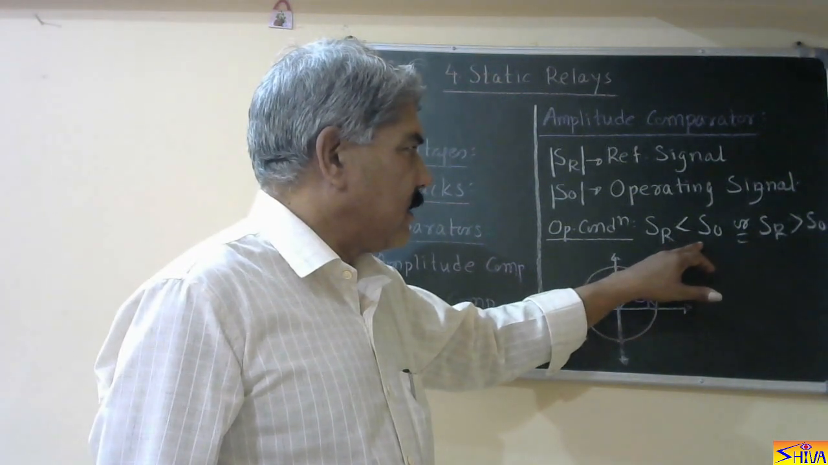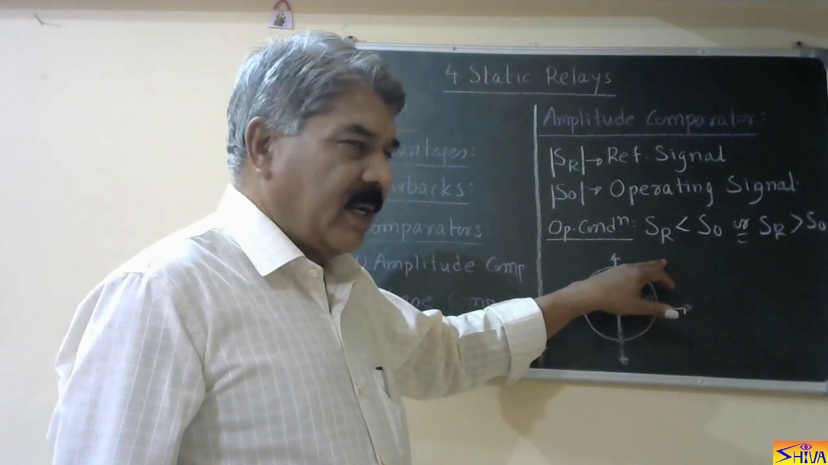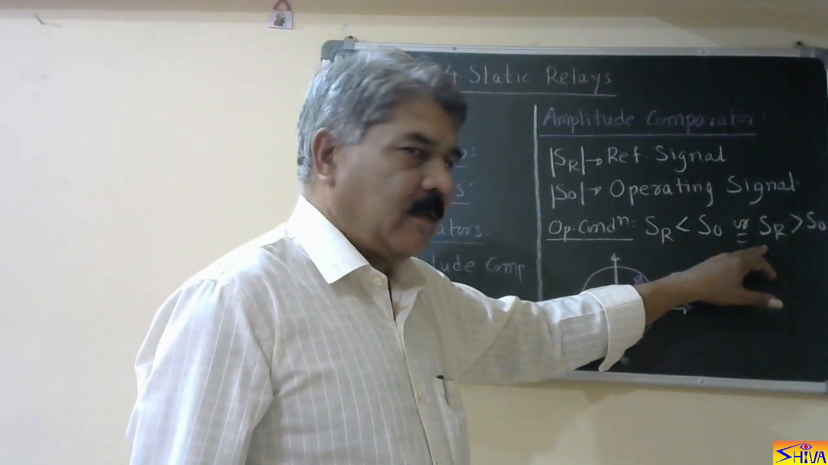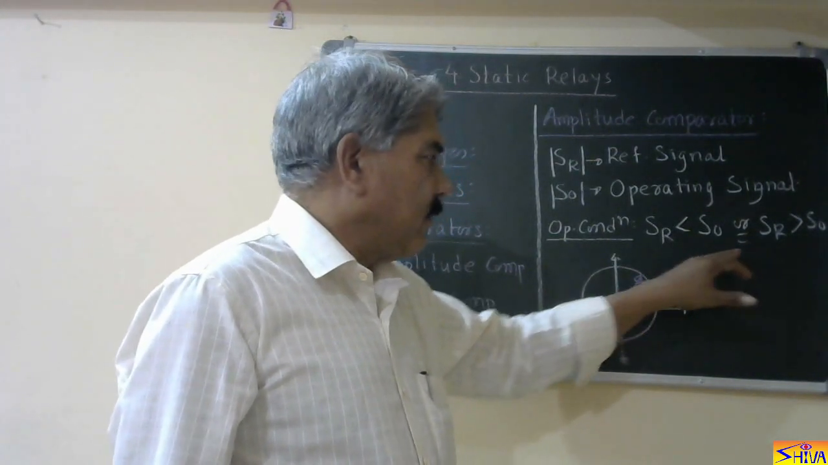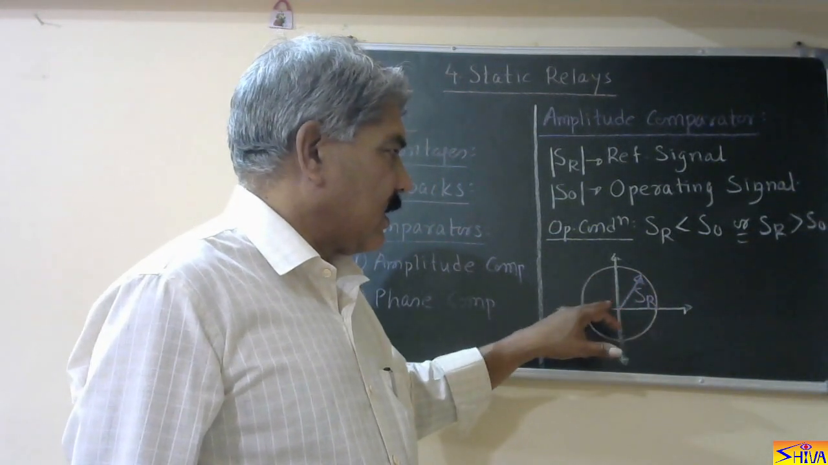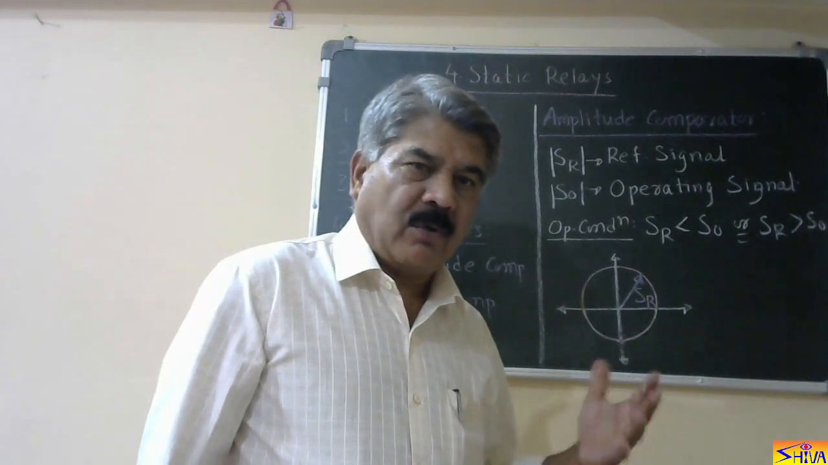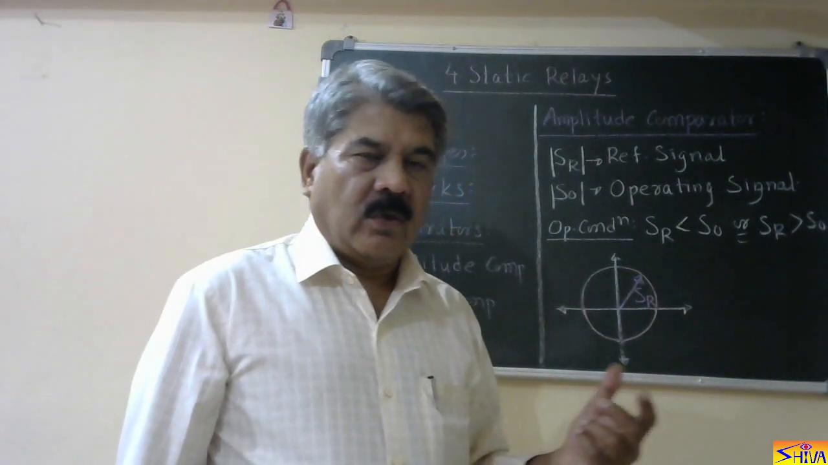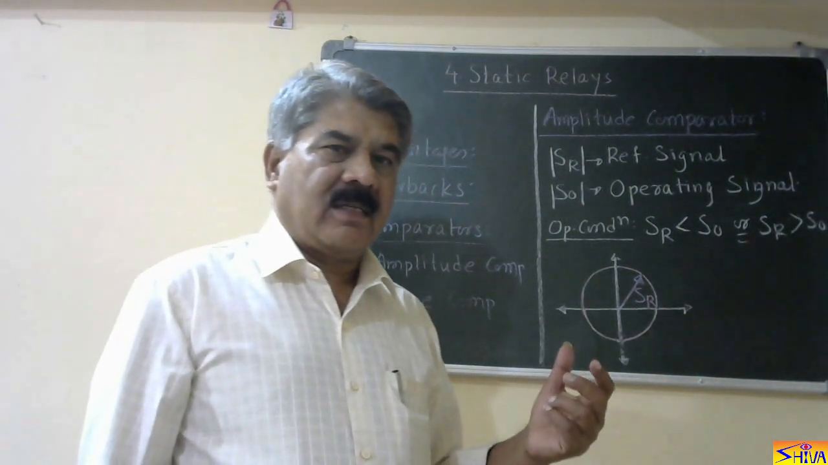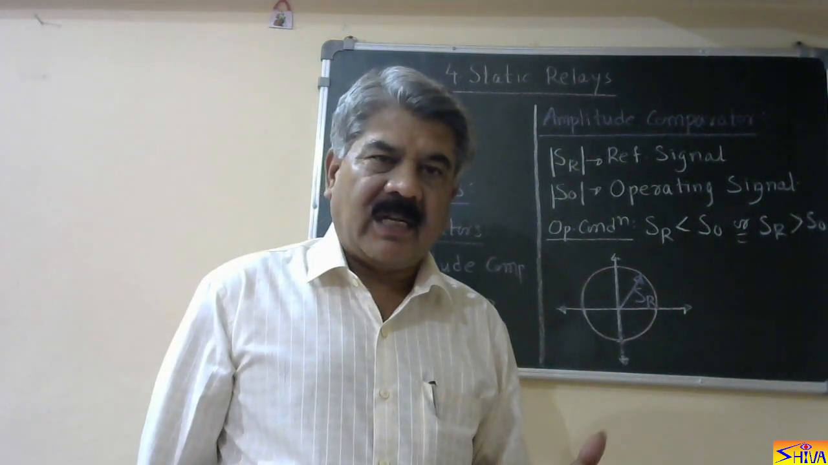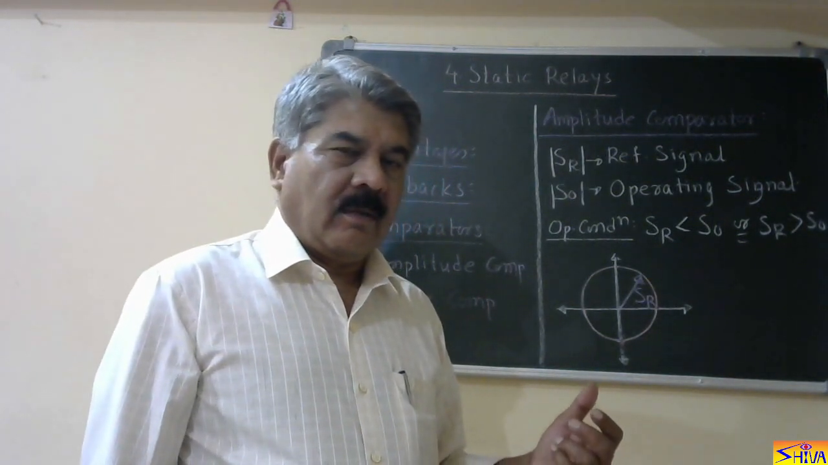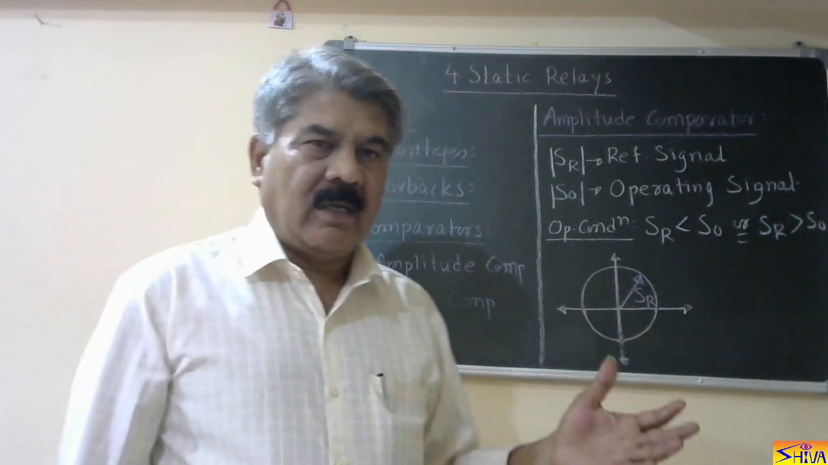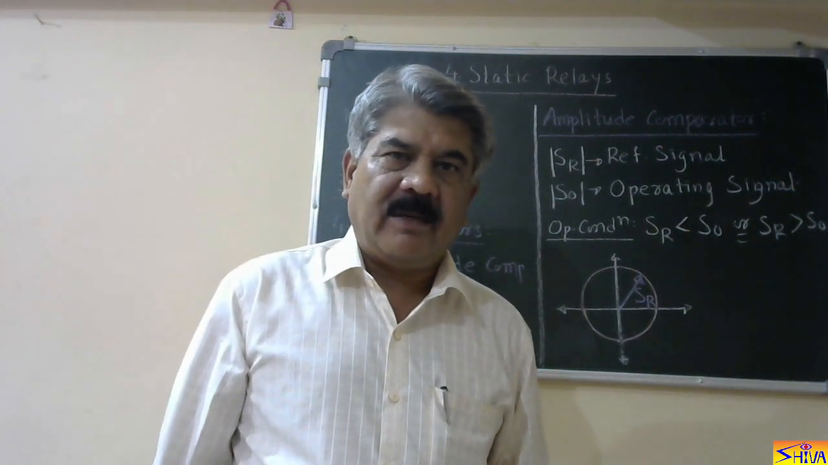If we want to realize this condition, so operating region will be outside this circle. If we want to realize this characteristic, that is under voltage like characteristic, then operating area will be inside this circle. So either operating region will be outside the circle or it will be inside the circle, depending on the operating condition. So if it is amplitude comparator, then characteristic is a circle with center at origin and radius is equal to reference signal magnitude. This is all about the amplitude comparator. Now I will explain the phase angle comparator.